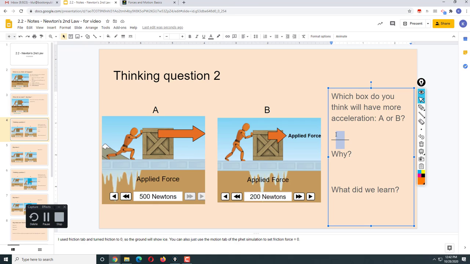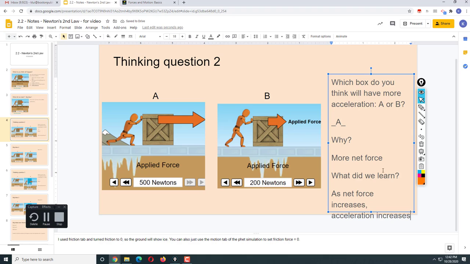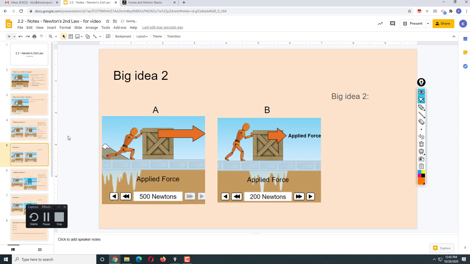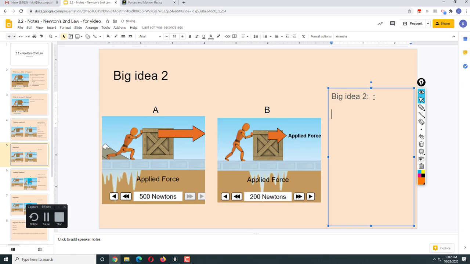So which one has more acceleration? Well, A, 500 newtons. Why? Because more force, more net force. So what do we learn? As net force increases, the acceleration increases. So the big idea two: as net force increases, acceleration increases. So when F goes up, A goes up.